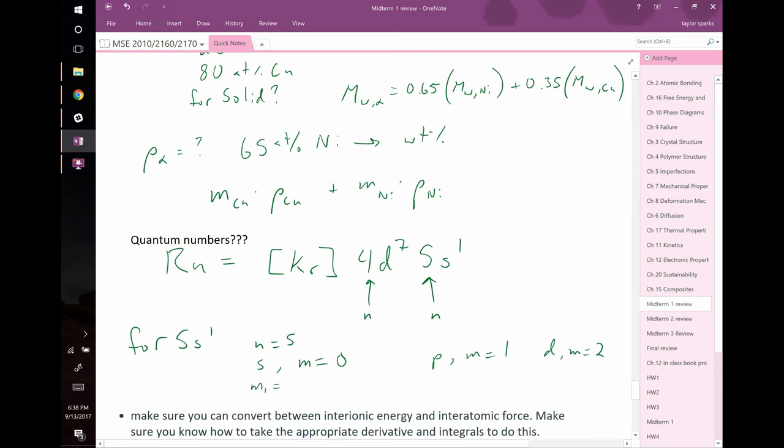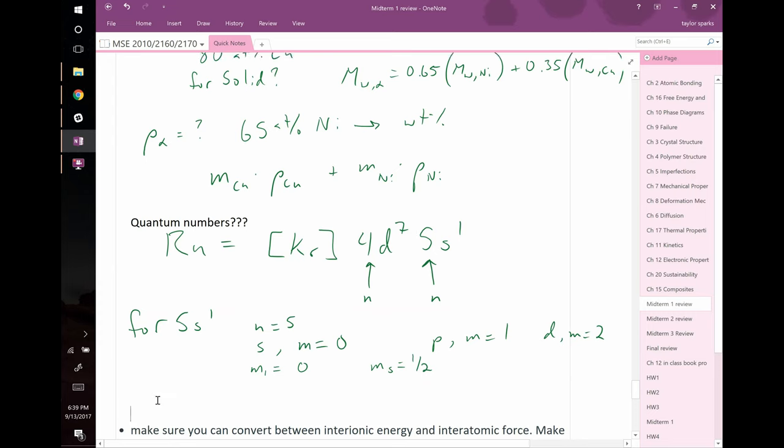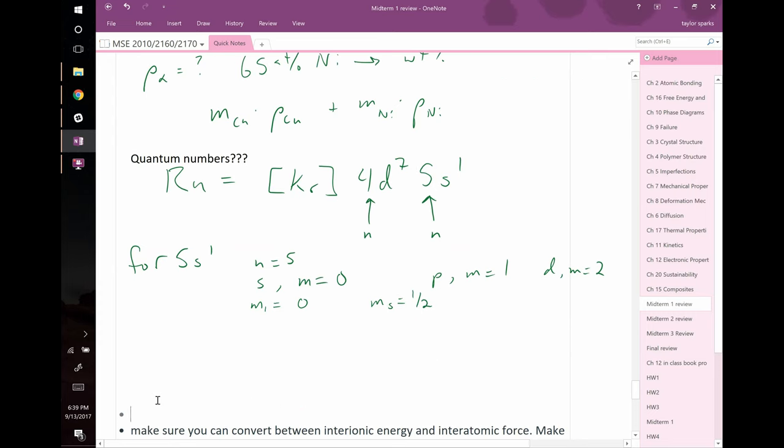It can go from negative l to positive l, but l is just 0, so it can only be 0. What about m sub s? We always fill spin up first, which is positive 1/2, and then we fill up spin down. So it's going to be plus 1/2. So that was easy. What about the outermost one of 4d7? How would you write that one? For 4d7, the outermost electron, what would it be?